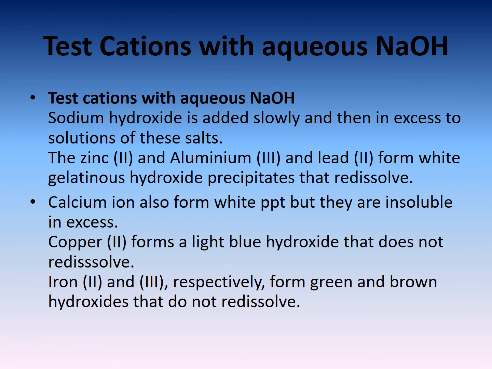For example, sodium hydroxide is added slowly and then in excess to the solutions of these salts. The zinc, aluminium and lead form white gelatinous hydroxide precipitates that redissolve on addition of excess sodium hydroxide. Calcium ions also form white precipitates, but they are insoluble in excess. Copper(II) ions form a light blue hydroxide precipitate that does not redissolve on addition of sodium hydroxide. Iron(II) and iron(III) respectively form green and brown hydroxide precipitates that do not redissolve on addition of excess sodium hydroxide solution.